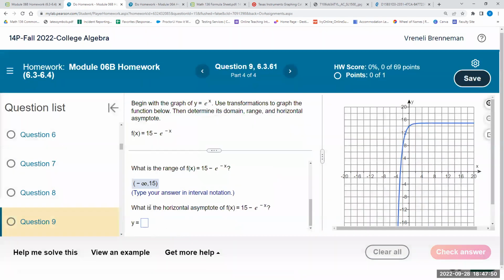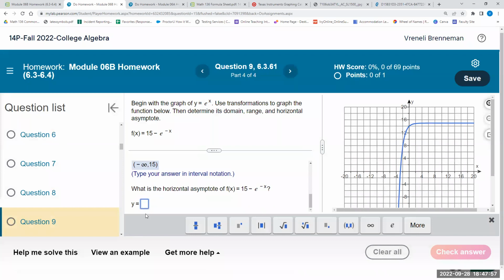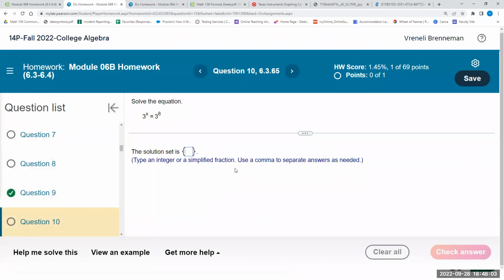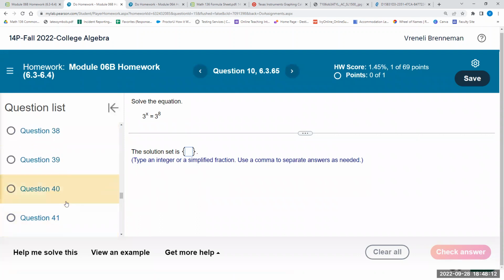And then the horizontal asymptote is always going to match up. For the exponential, the horizontal asymptote matches up with the endpoint of the range. For the log, the vertical asymptote lines up with the endpoint of the domain. So I want to jump then to number 43, which is also going to use a graphing tool.